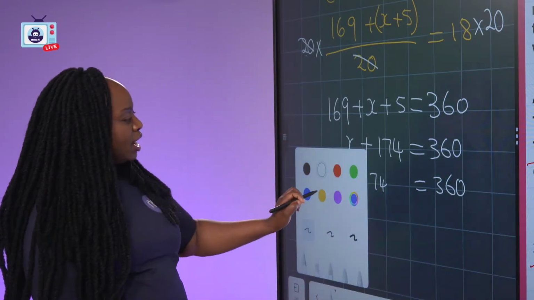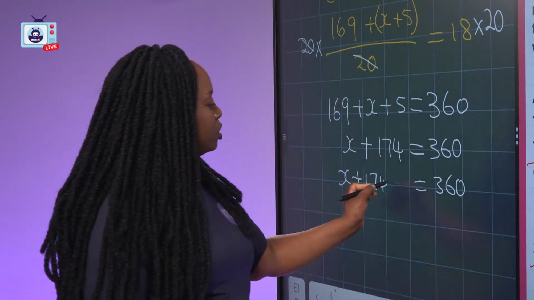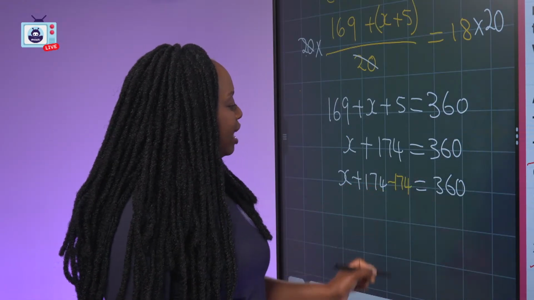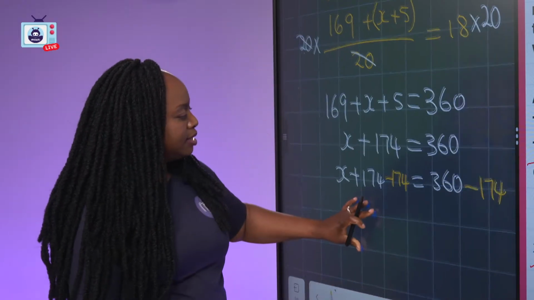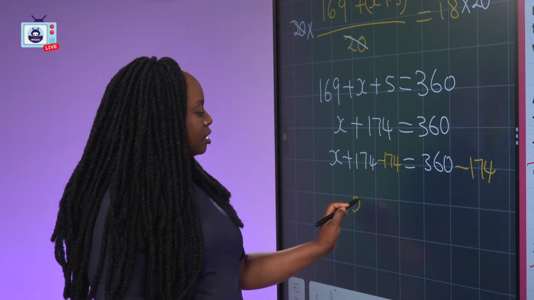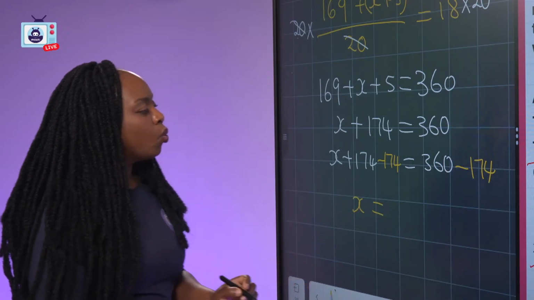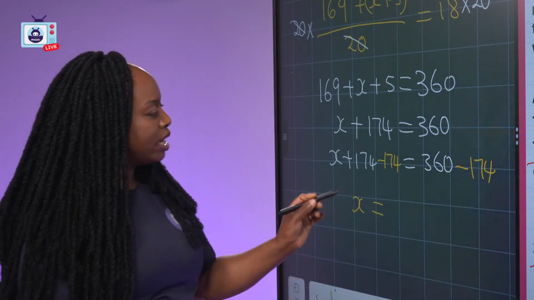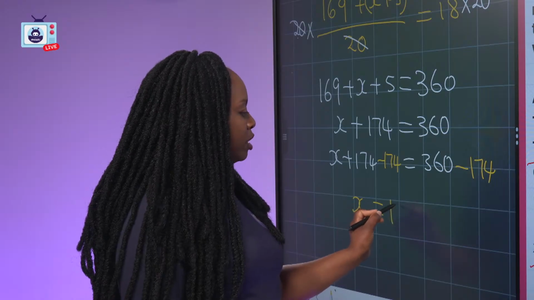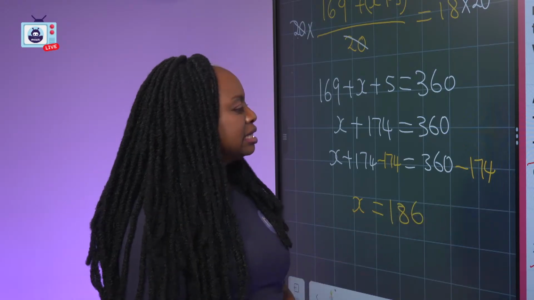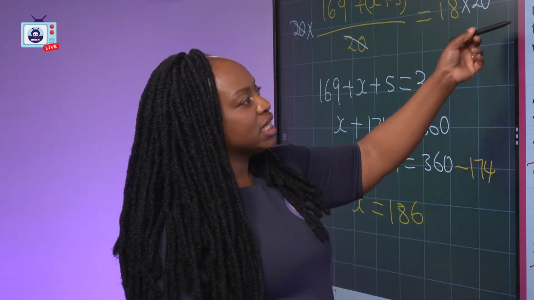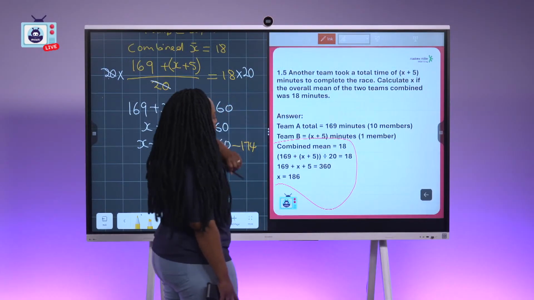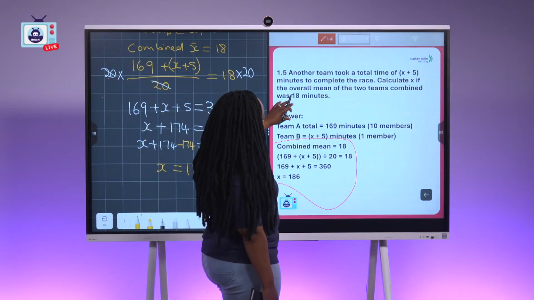You guys can do your calculations. So if I subtract 174 on the left, I must also do it on my right side. So X will be equal to, 360 minus 174 will actually give me 186, right? So that's how I would have calculated the X value from this equation. And that's what they wanted us to do.